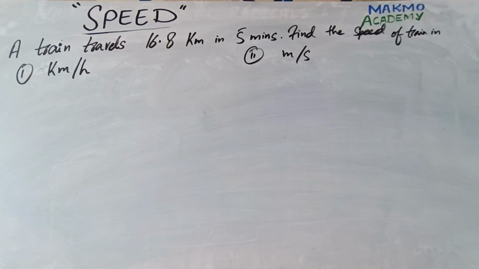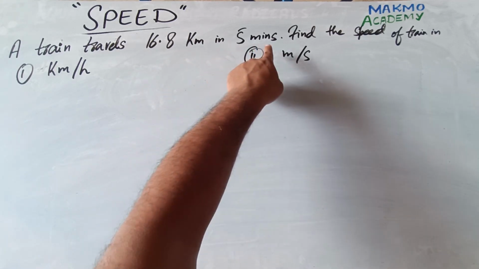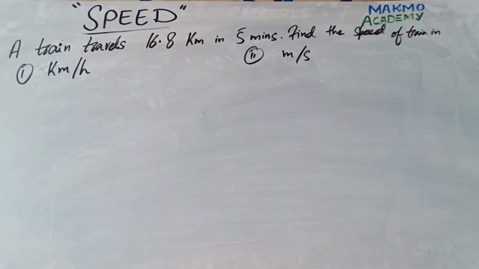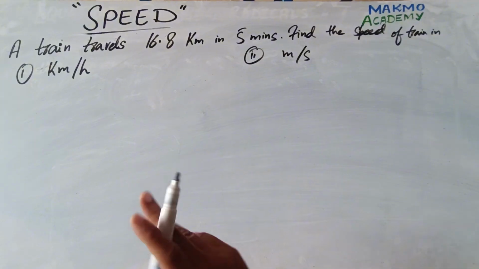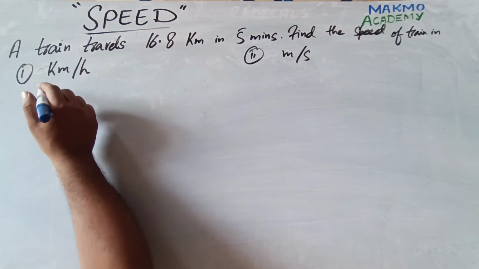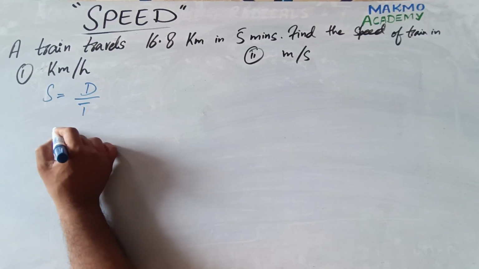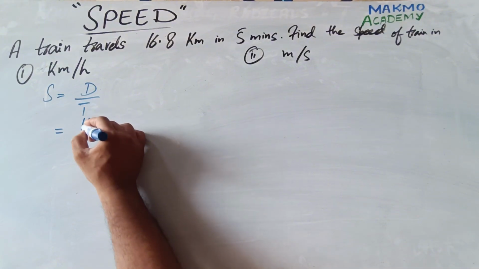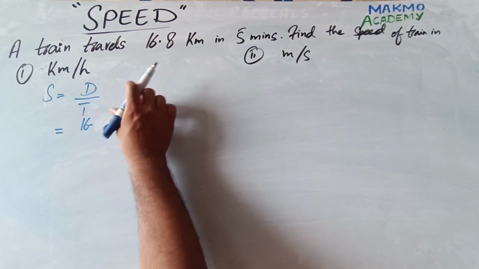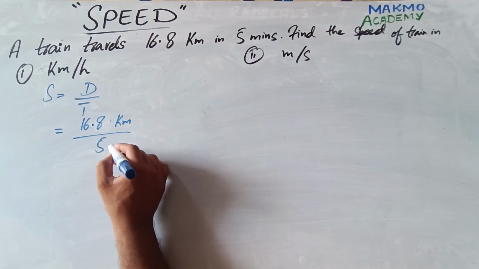Now let's look at another problem in which we have to convert the units of speed. A train travels 16.8 kilometers in 5 minutes. Find the speed of the train in kilometers per hour. First of all, we will start with the formula. Speed is equal to distance upon time. So the train is covering 16.8 kilometers distance in 5 minutes.